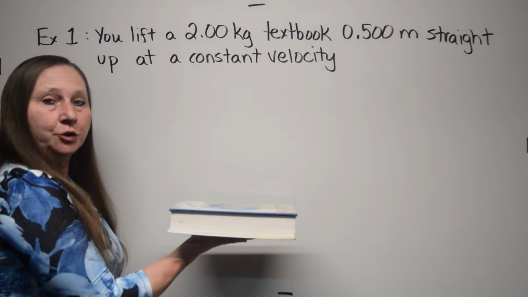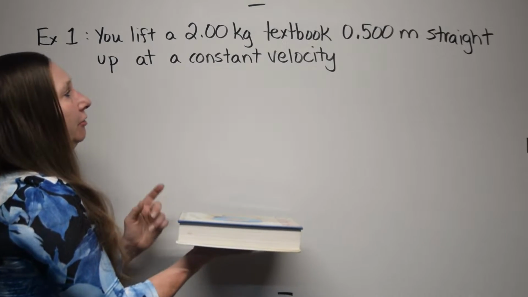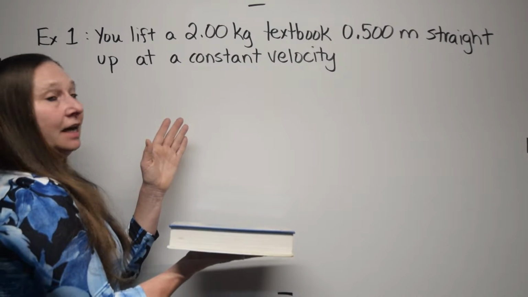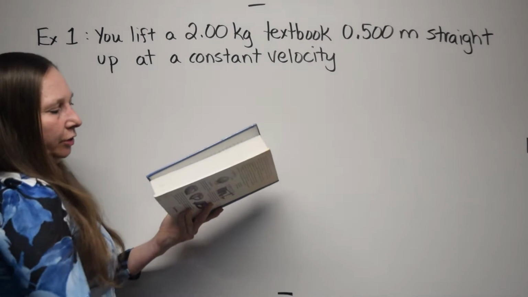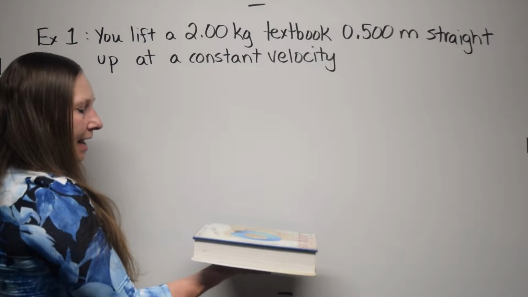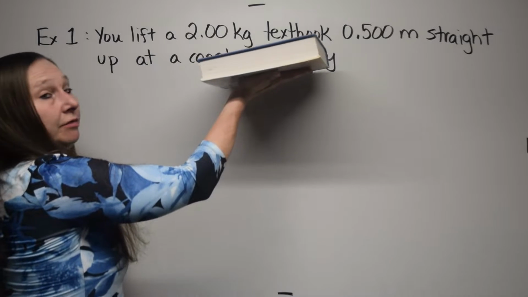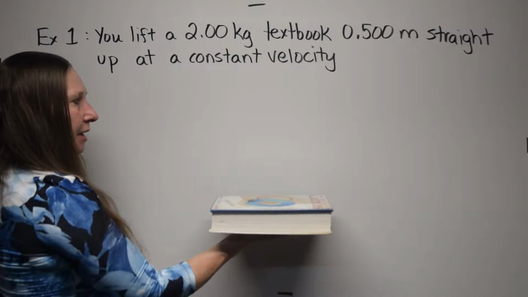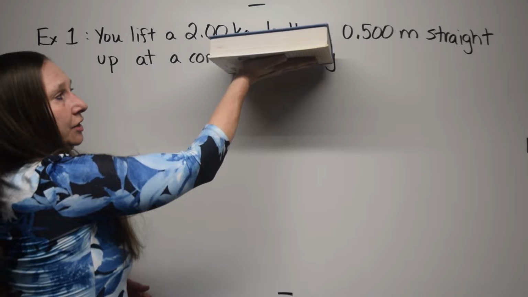So in this first problem, what's happening is that we are lifting a 2-kilogram textbook half a meter straight up at a constant velocity. Basically, here's the hand putting an applied force upwards on the book, causing the book to go upwards at a constant velocity. One more time: applied force from the hand, and the book goes up at a constant velocity.